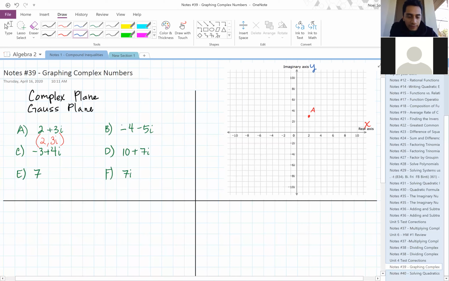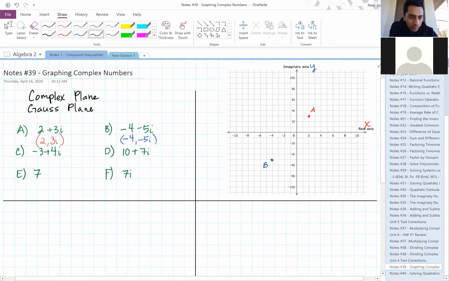So B, -4, that's my X, I'm sorry, that's going to be along my real axis. So -4, comma, and then because I have a -5i, I'm going to use -5i as my imaginary. So move 4 units to the left and then 5 units downward. Okay, so you're going to have a new coordinate down here, and we can call that B. Let's do a few more.